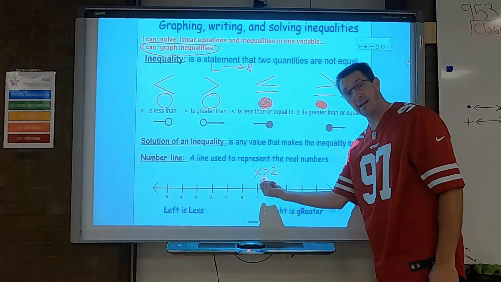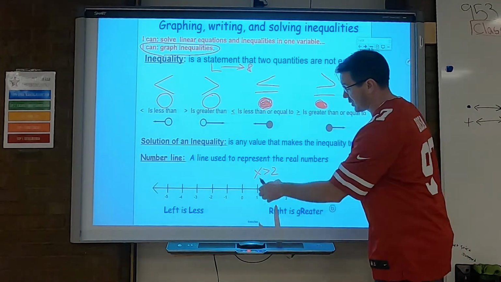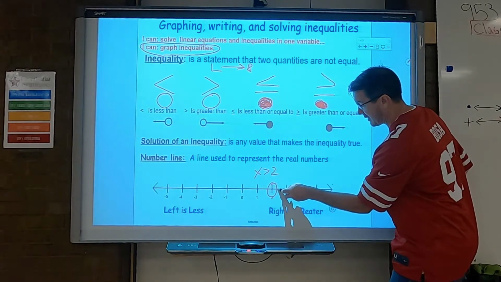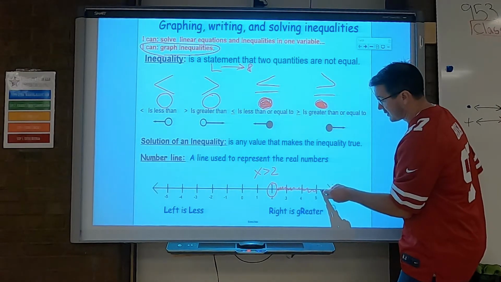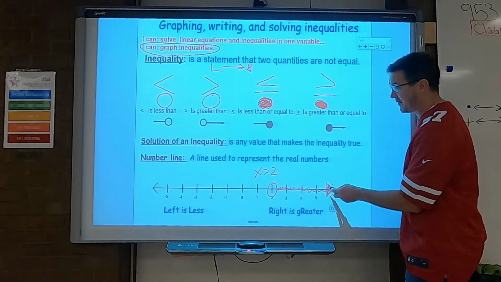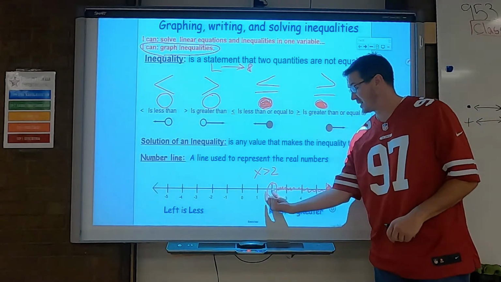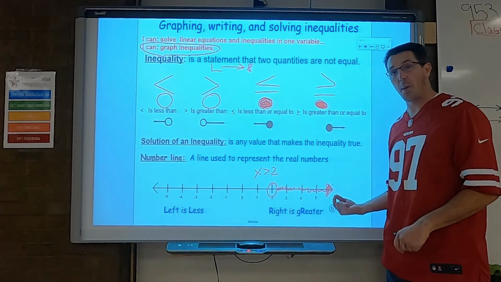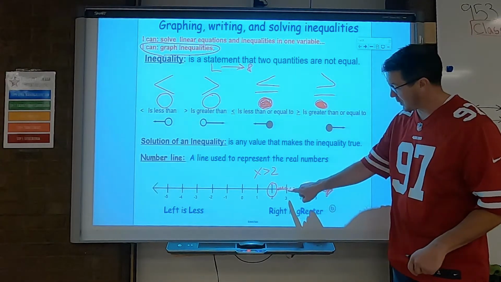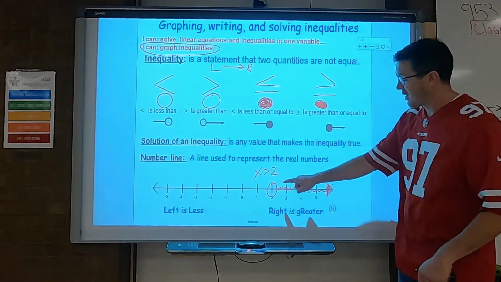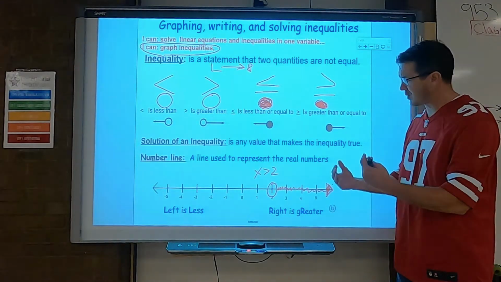No, because there's no line there. So I'm saying x is greater than 2. So 2 is not included, but anything bigger than that is going to be included. So the reason why we graph inequalities is because this is the only way that we can show all the possible answers. I can get 3 as an answer, a billion, 2.1, 2.001.